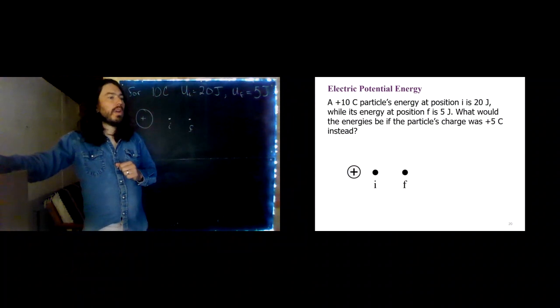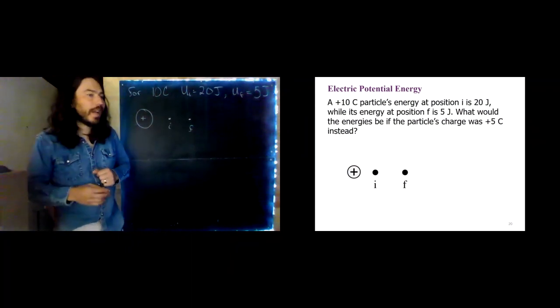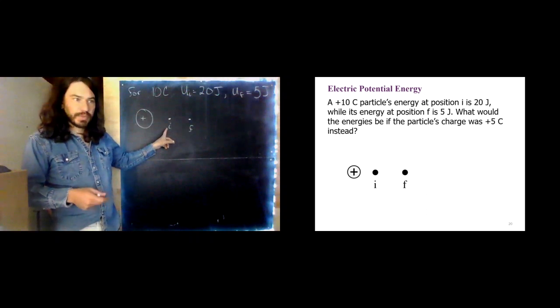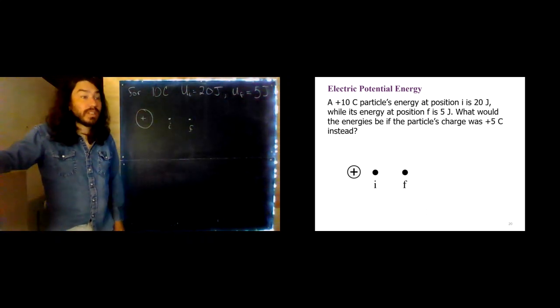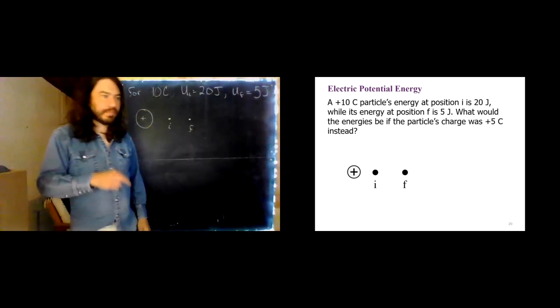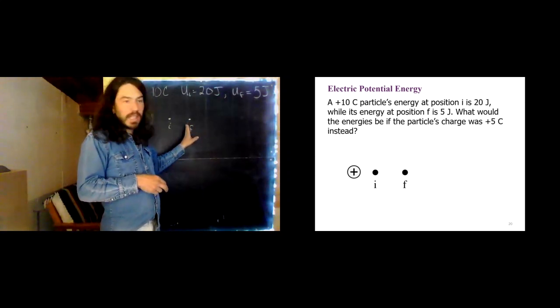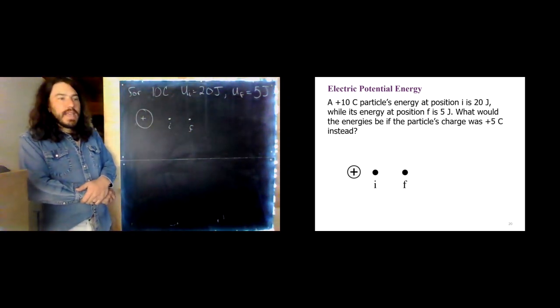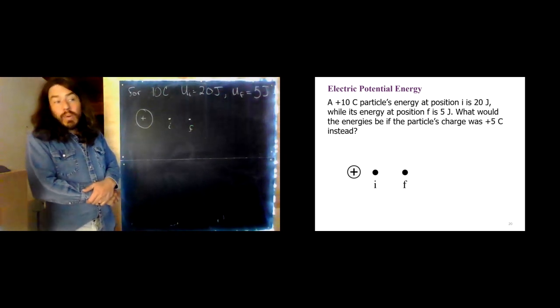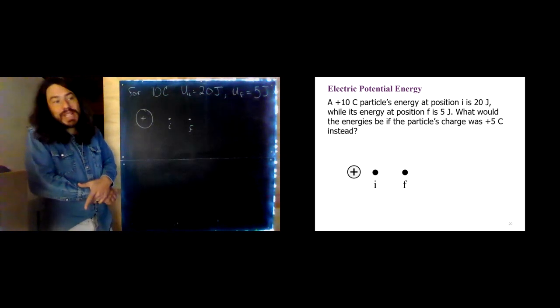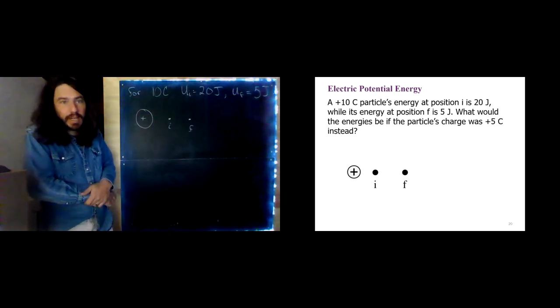A 10 Coulomb particle's energy at position I is 20 joules. So when it's here, it's got an energy of 20 joules. The particle's energy at position F is 5 joules. So when it's right here, it's got 5 joules of energy. Now, the problem asks, what would happen to the energy if instead the particle had a different charge? If the charge was half as much, then what would the energy be?